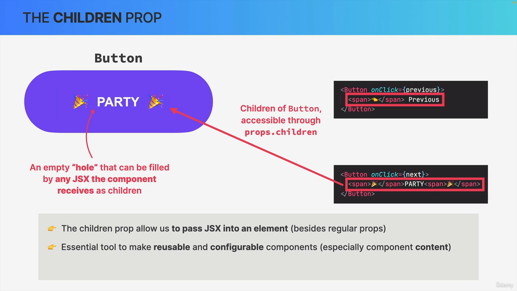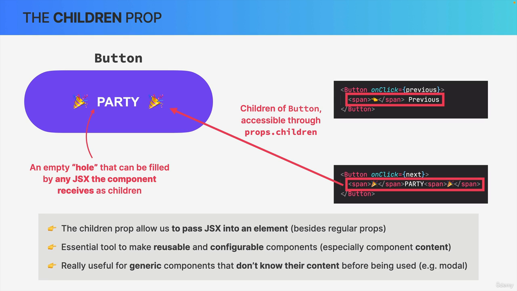And this technique is really useful for building generic components that do not know about their content before actually being used. Like, for example, a modal window, a generic slider, or simply a generic button like the one that we just built. So again, this button component had absolutely no idea about the content that it was receiving and therefore about the content that it was displaying. And so this is really amazing to create generic and reusable components.